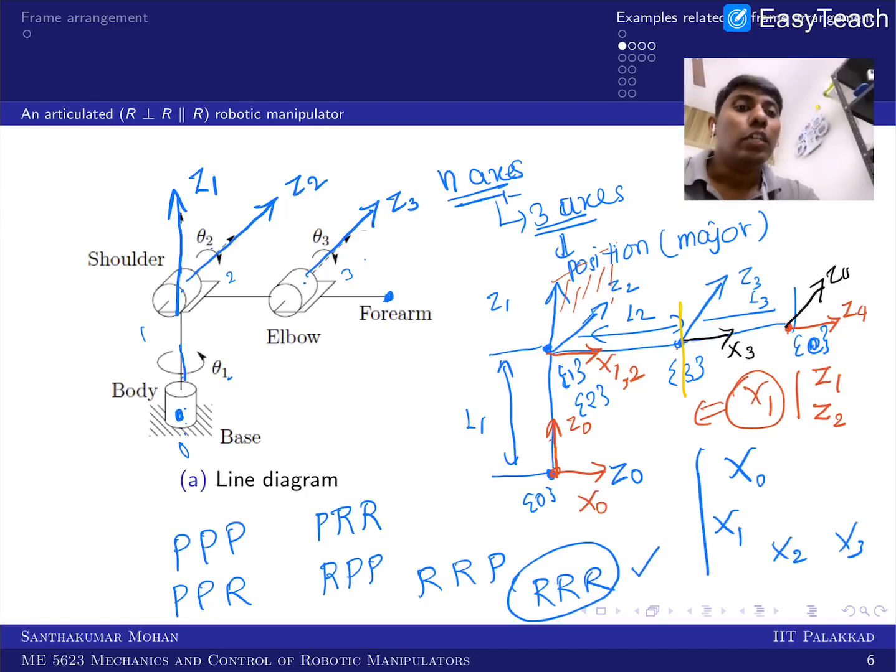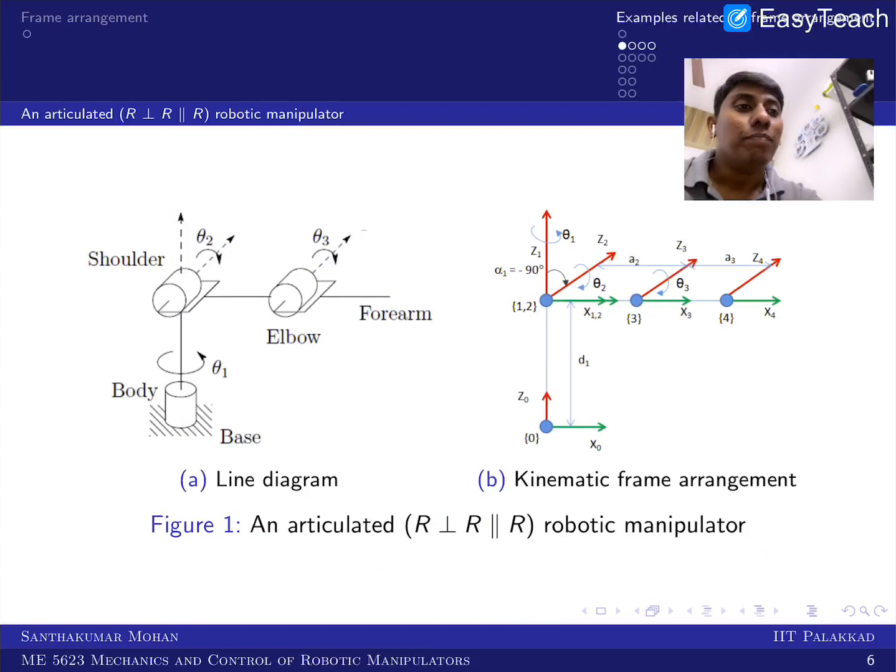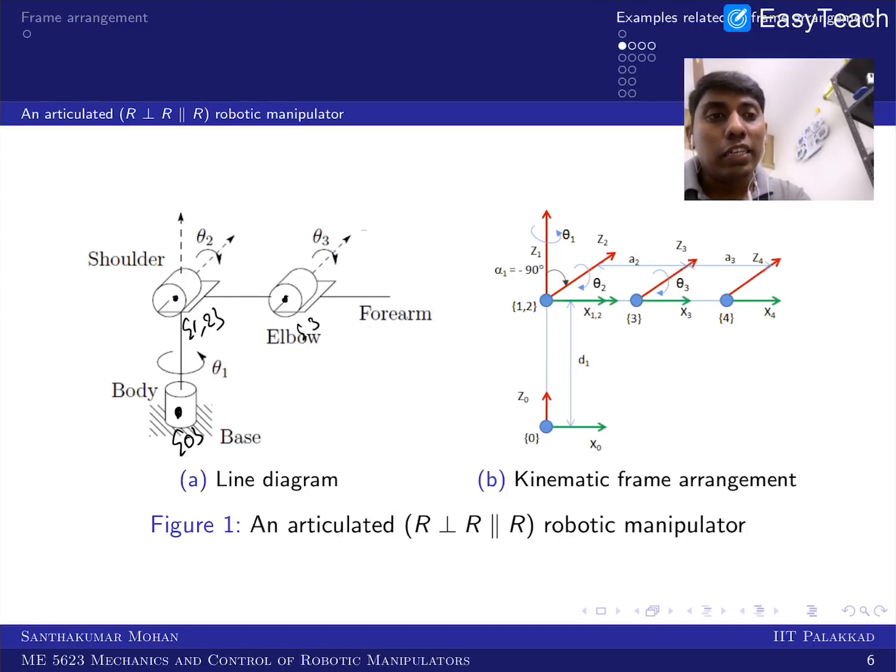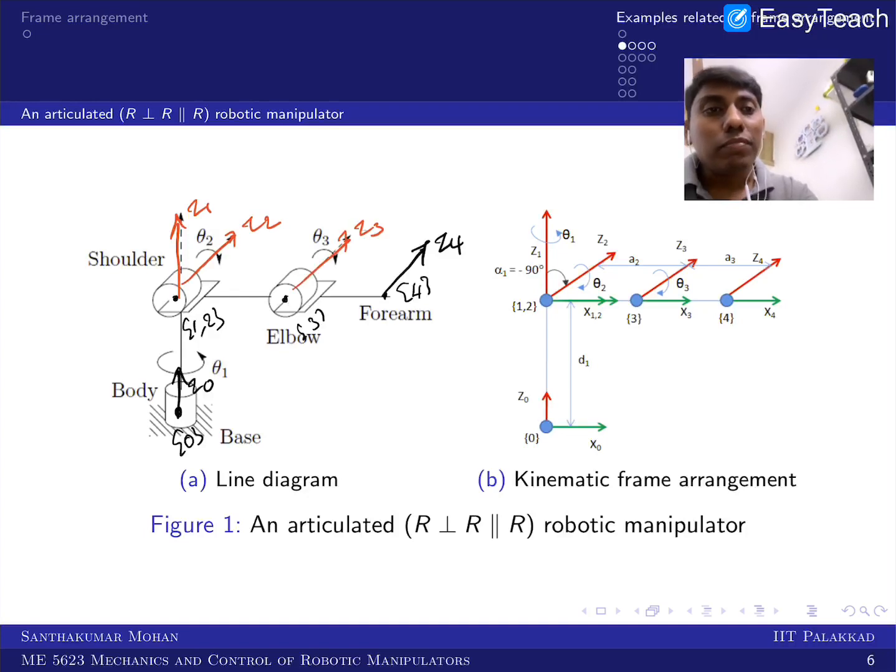I hope you got some clarity. Let me go through what I have done. This is the 0th frame, this is 1 and 2, this is 3, and this is 4. I have conveniently taken my end effector z4 here, z0 is like this, and z1 is here, z2 is here, and z3 is here. So now what I have to choose? I have to choose x.